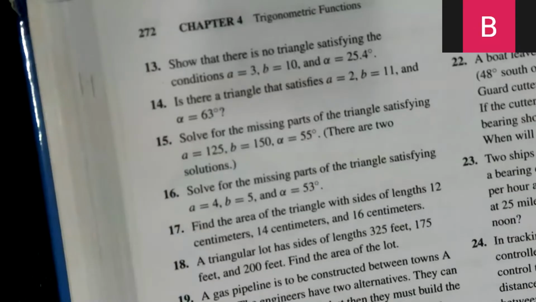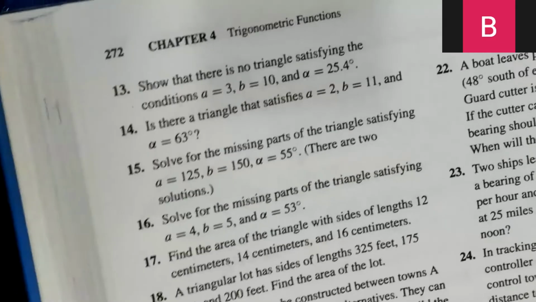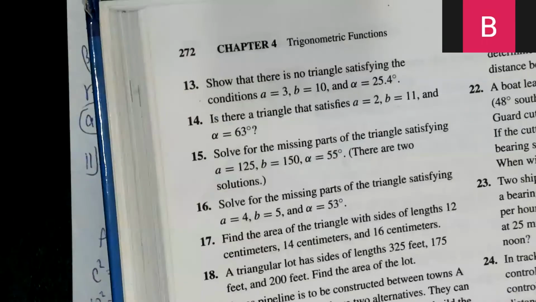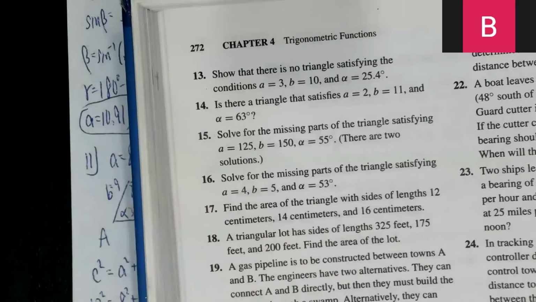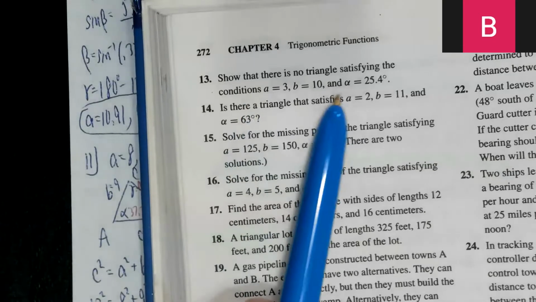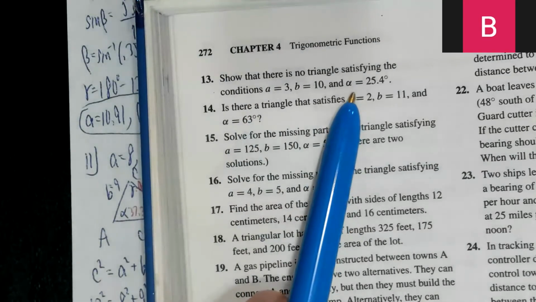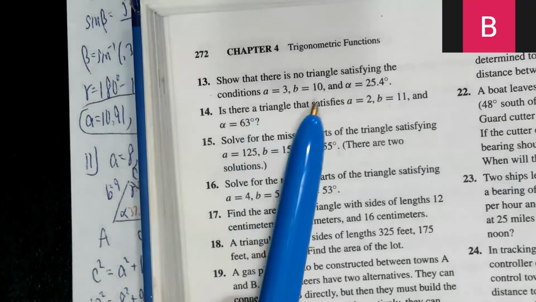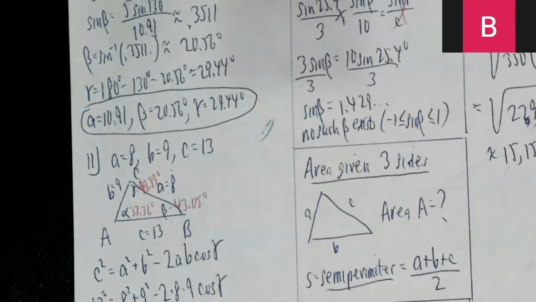Okay, the next page, we start having word problems, which we don't like. Let's see what we can do. 13. Show that there is no triangle satisfying the conditions A is 3, B is 10, alpha is 25.4 degrees. Okay, this is an impossible triangle. You cannot make a triangle that has these conditions. Now, how come?